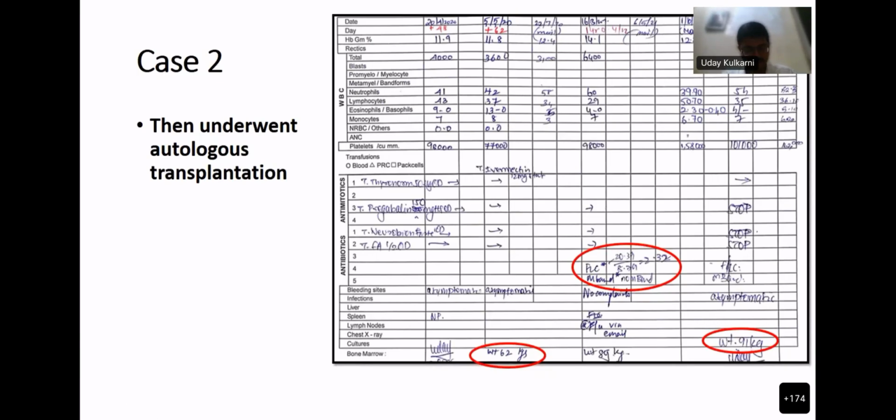In POEMS syndrome, essentially there's no role for maintenance therapy, so we did an M band. There was no M band. Free light chain ratio was borderline deranged, it was 2.32. But because the M band was negative and he was asymptomatic, we just monitored him.